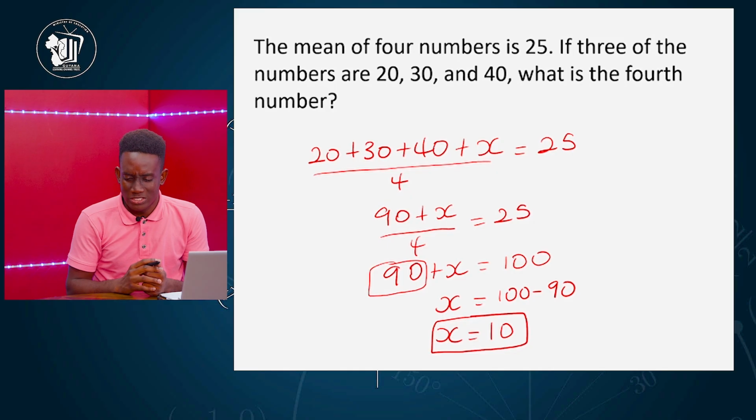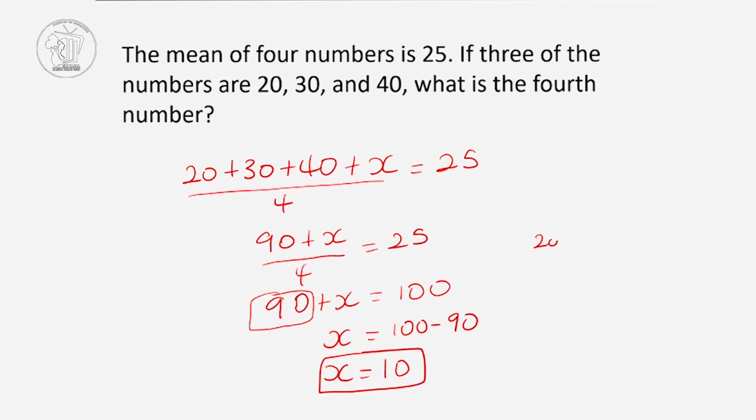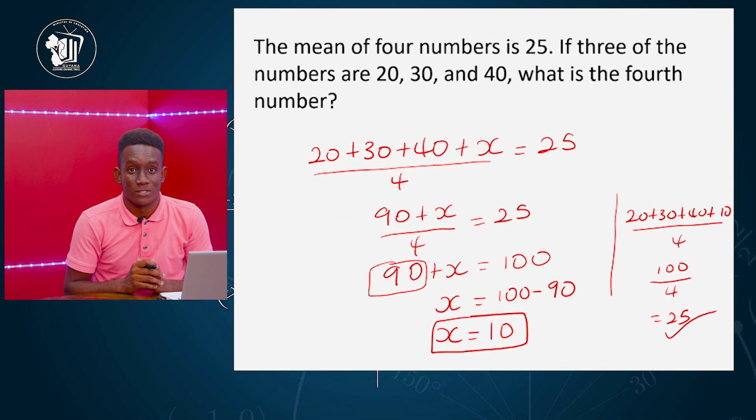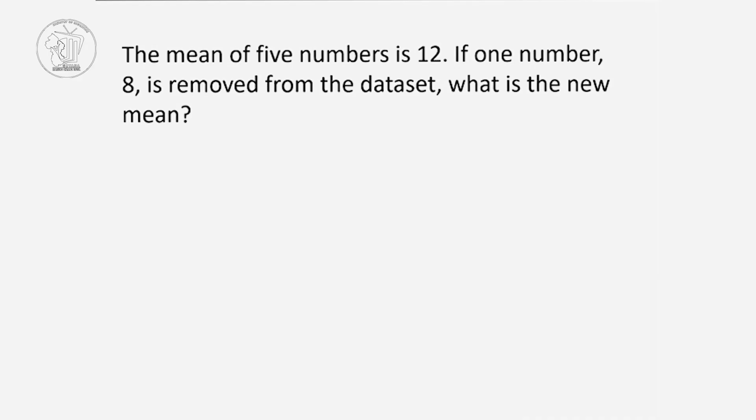And of course, we can check to see if our answer is correct. If we add 20 plus 30 plus 40 plus 10, and we divide that by 4, that would give me 100 divided by 4. That would give me 25. So yes, our answer checks out, and that is the answer. So let's look at our last question.